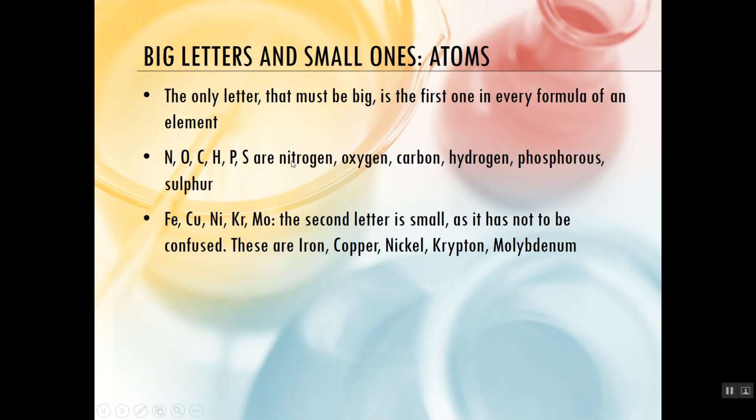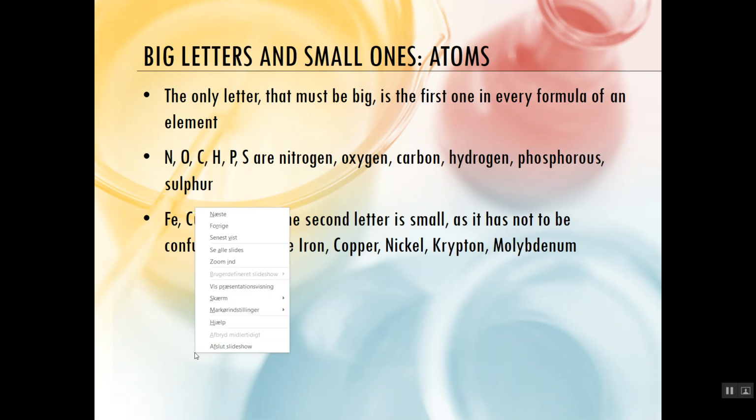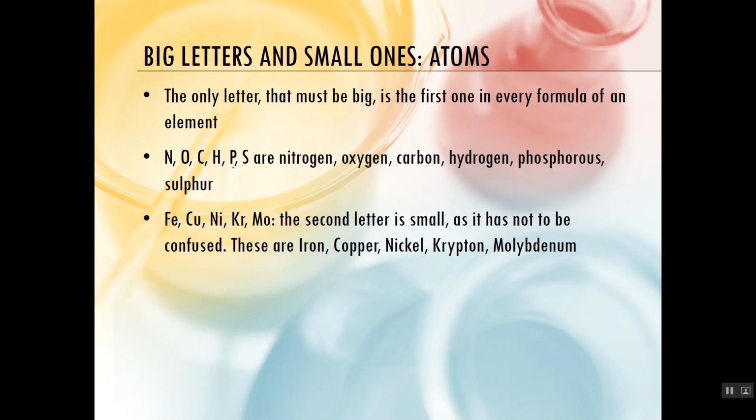For example, nitrogen has a formula N, big N. Oxygen, big O. Hydrogen, big H. Carbon, big C. Phosphorus, big P. Sulfur, big S.